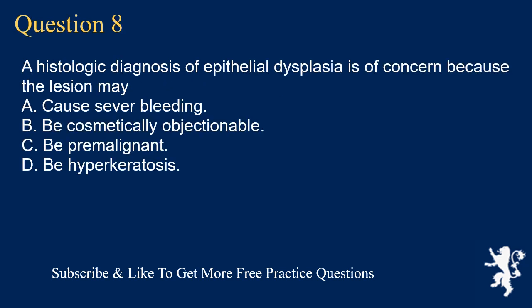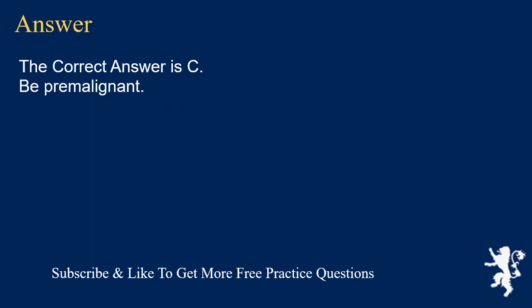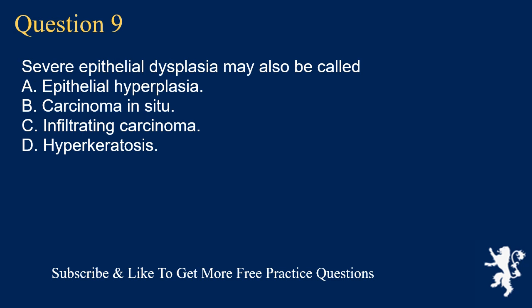Question 8. A histologic diagnosis of epithelial dysplasia is of concern because the lesion may A. Cause severe bleeding. B. Be cosmetically objectionable. C. Be premalignant. D. Be hyperkeratosis. The correct answer is C. Be premalignant.